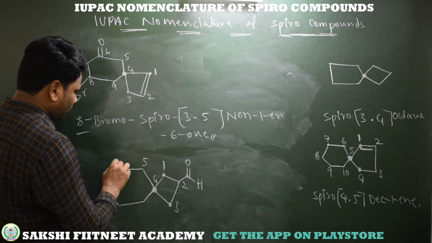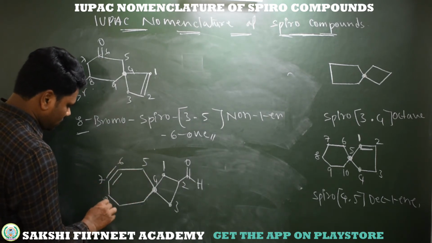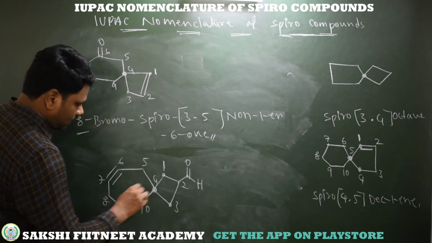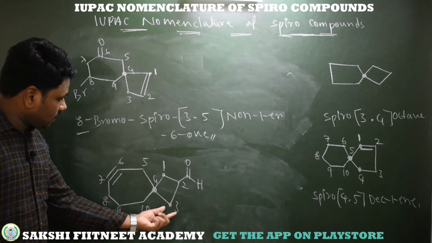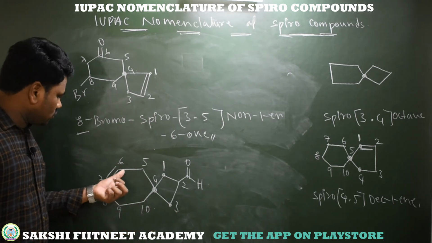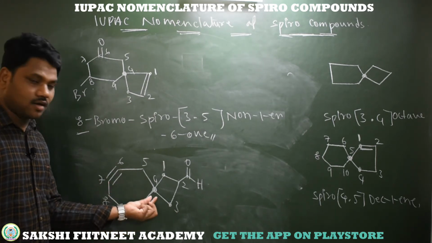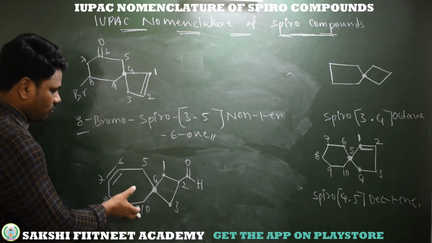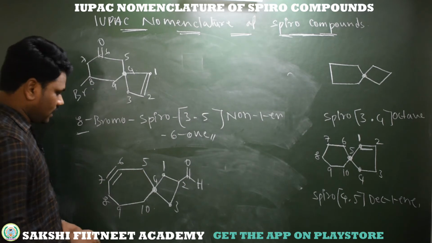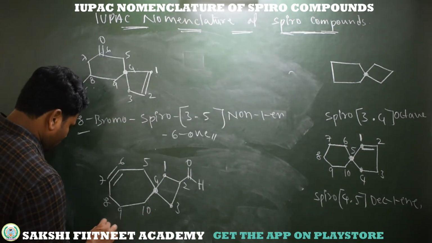4th 5th 6th, here 7th 8th 9th and 10th. So the total number of carbons in this spiro compound is 10. 3 plus 6, 1 2 3 4 5 6, plus 1 common carbon. So a total of 10 carbons are there. Then what about the IUPAC name of this compound? It's, see here, it's spiro.